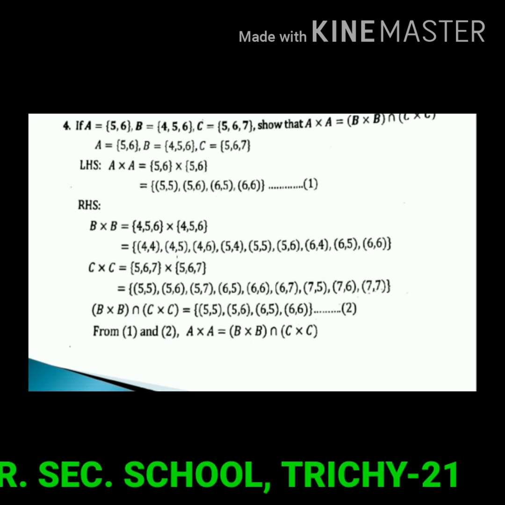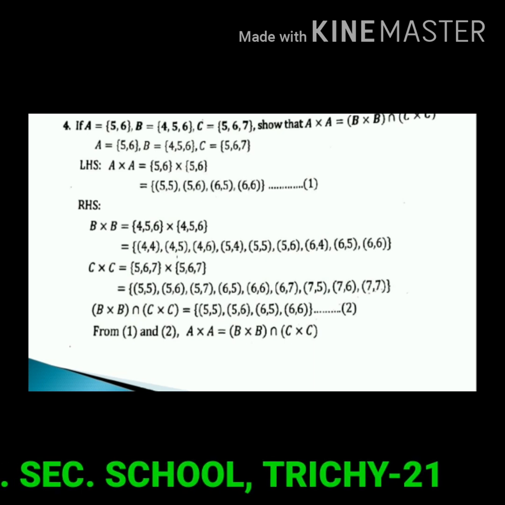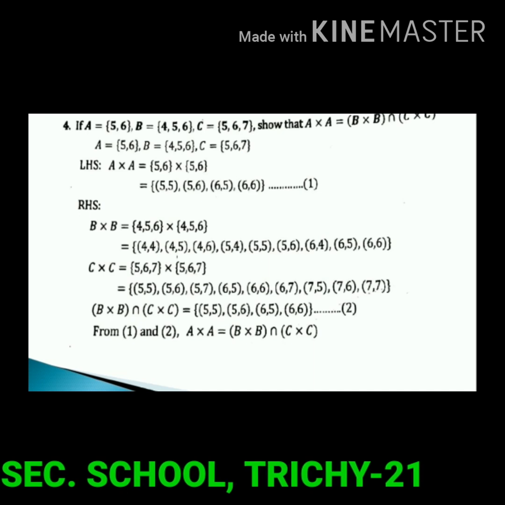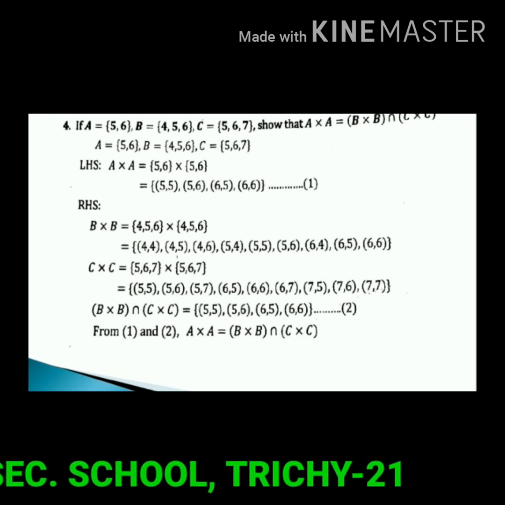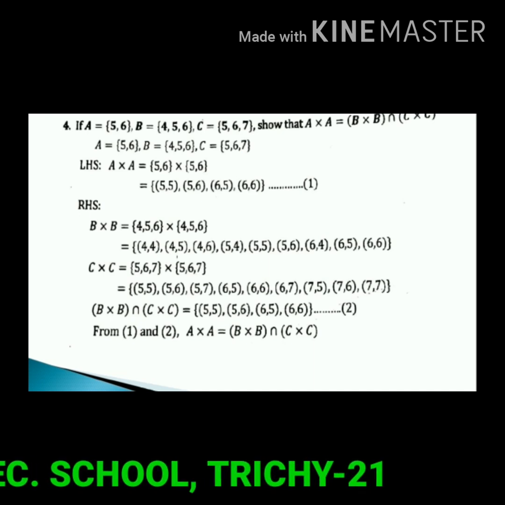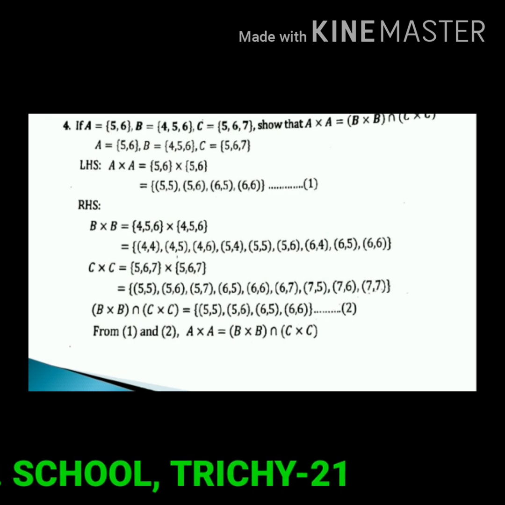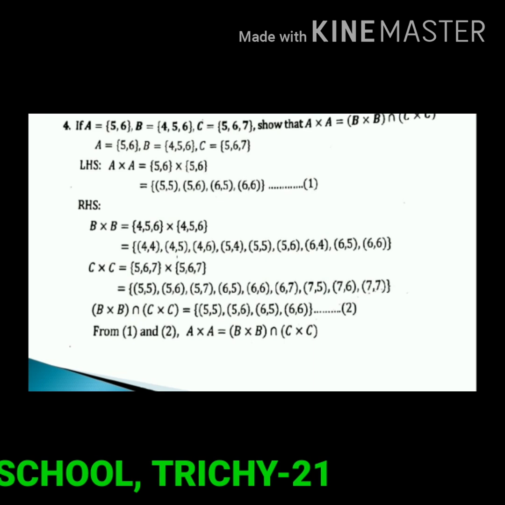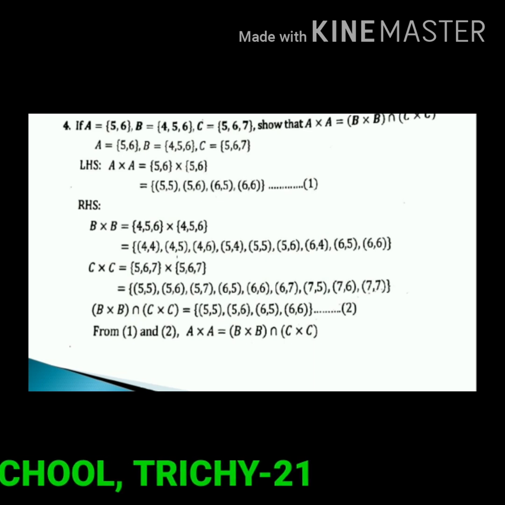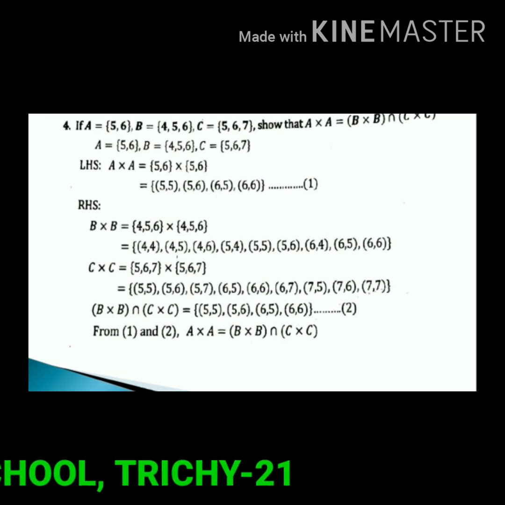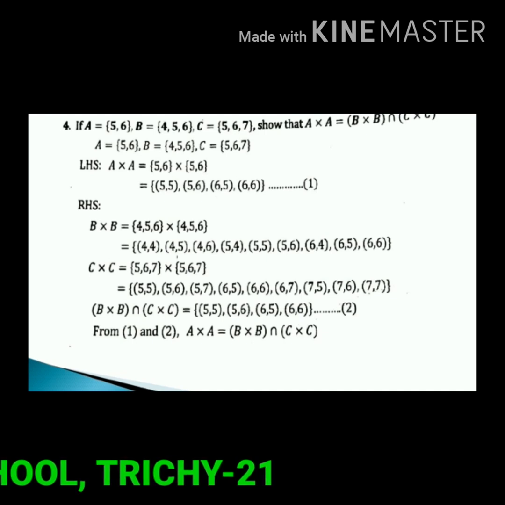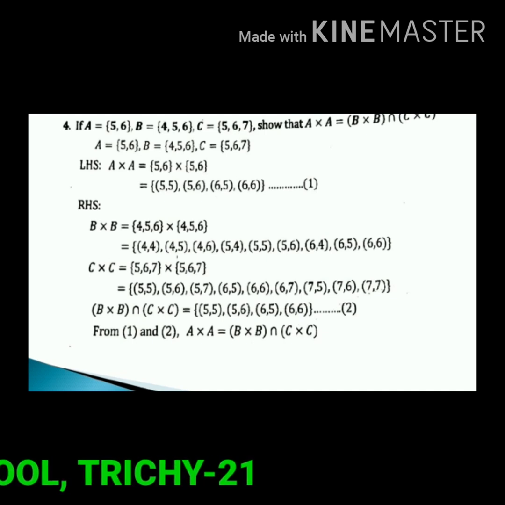So we have the set of ordered pairs (5,5), (5,6), (5,7), (6,5), (6,6), (6,7), (7,5), (7,6), (7,7). Then B cross B intersection C cross C. In both sets of ordered pairs, the common pairs are (5,5), (5,6), (6,5), (6,6).